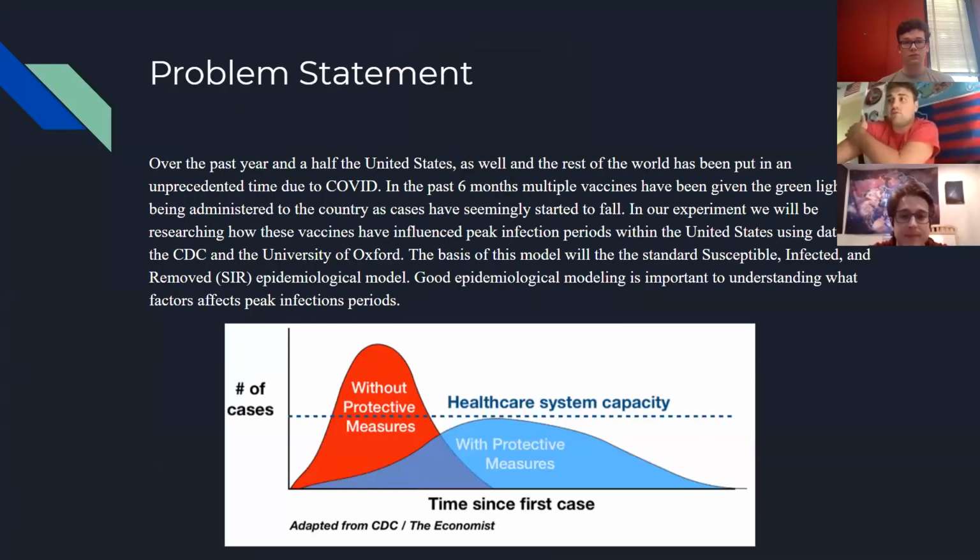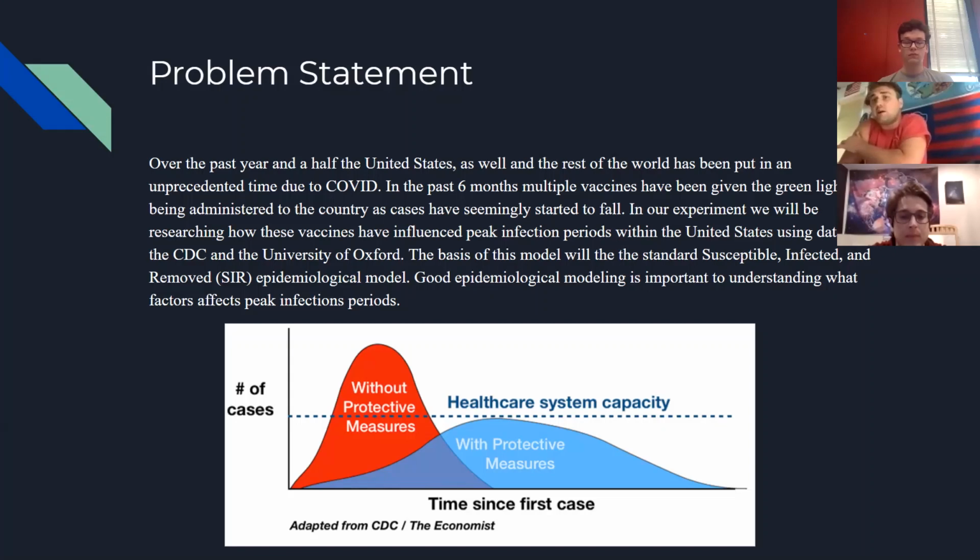So just a little brief overview on the problem statement. Over the past year and a half, the United States, as well as the rest of the world, has been put in a really unprecedented time just because of COVID. In the past 6 months, a lot of vaccines have been given the green light to be administered throughout the country as well as the rest of the world. In our experiment, particularly, we were focusing on the United States, researching how these vaccines have influenced peak infection periods using data from the CDC as well as the University of Oxford.